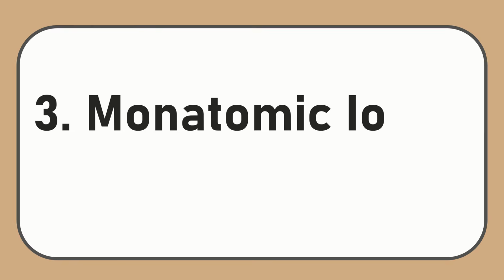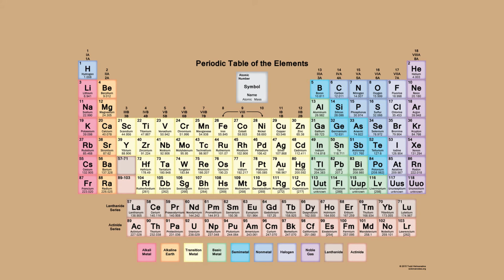Next, be sure to know some facts about monatomic ions. Know charges for groups 1, 2, 13, 14, 15, 16, and 17. Group 1 has a charge of +1, Group 2 has a charge of +2, Group 13 has a charge of +3, Group 14 has a charge of either +4 or -4, Group 15 has a charge of -3, Group 16 has a charge of -2, and Group 17 has a charge of -1.